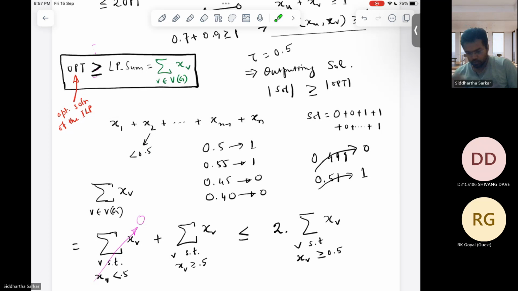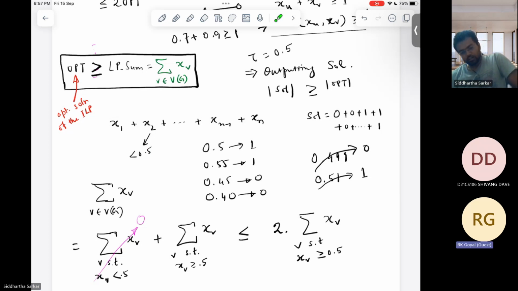Since we are minimizing, whenever something like 0.4 is set to 0, we are gaining because the total sum is reducing because of the rounding.